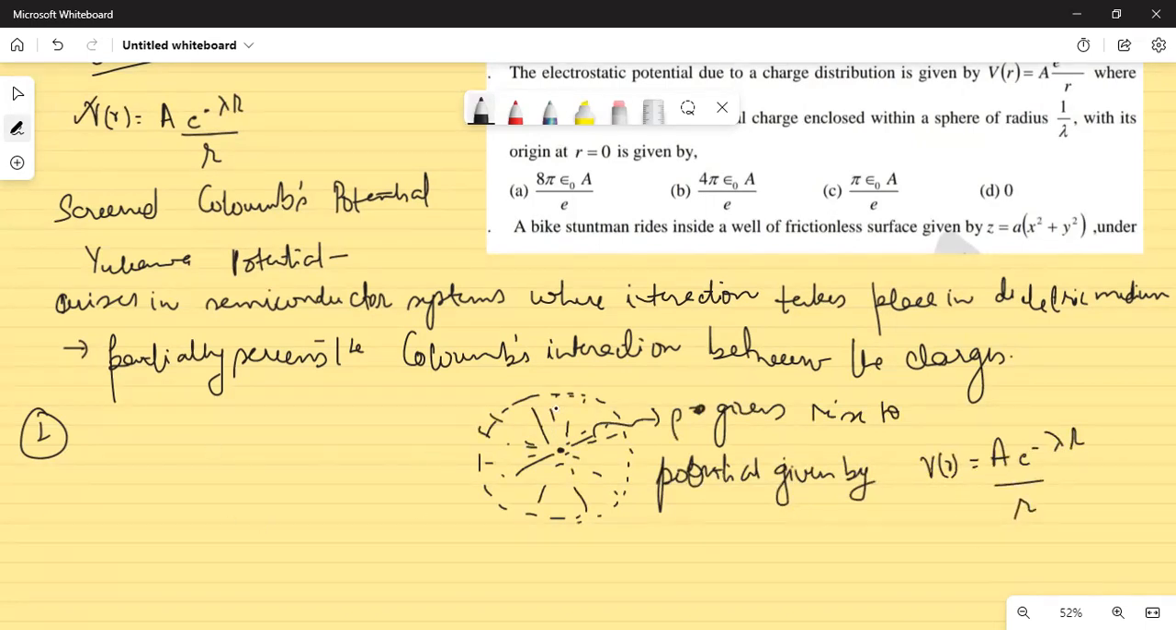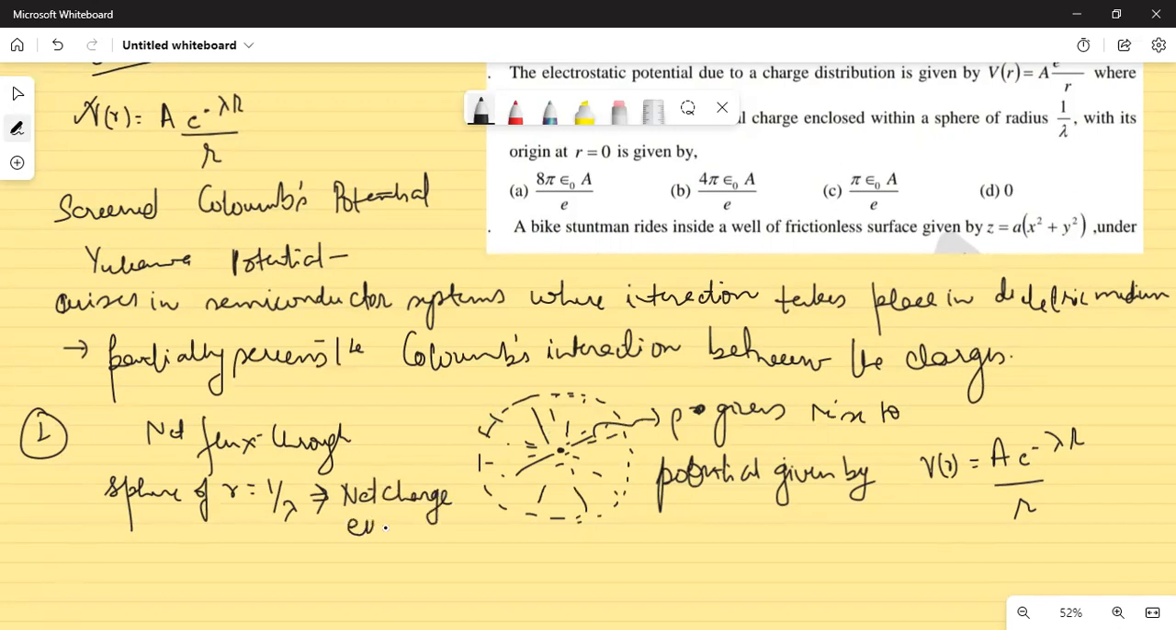The first strategy can be to find the flux. So the net flux through the sphere of radius 1/λ will be equal to the net charge enclosed divided by epsilon naught. This net charge enclosed will be inside the sphere of radius 1/λ.